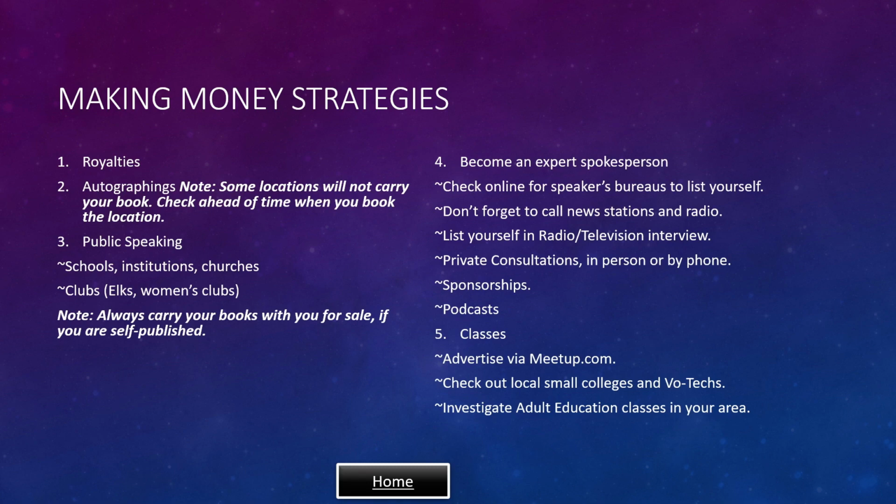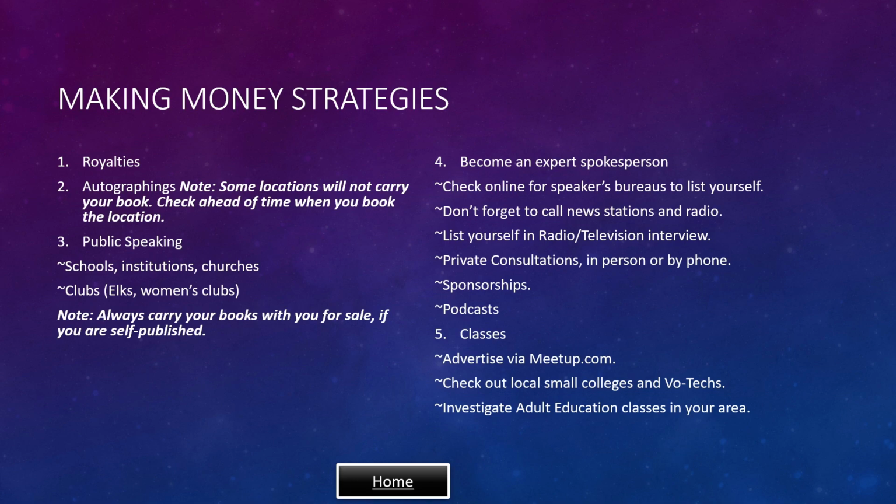Become an expert spokesperson. Check online for the Speakers Bureau to list yourself. Don't forget to call news stations and the radio. List yourself for radio and television interviews, private consultations in person or by phone, sponsorships, and podcasts, classes. Advertise via meetup.com. Check out local small colleges and VOTEX that you could speak at.